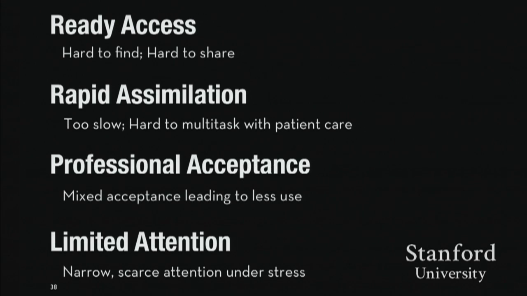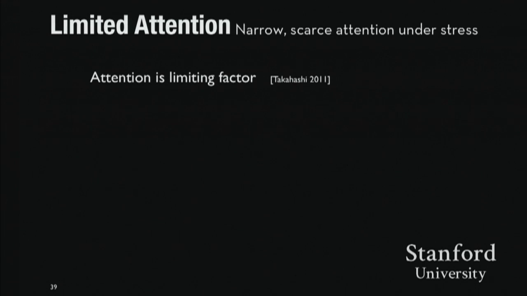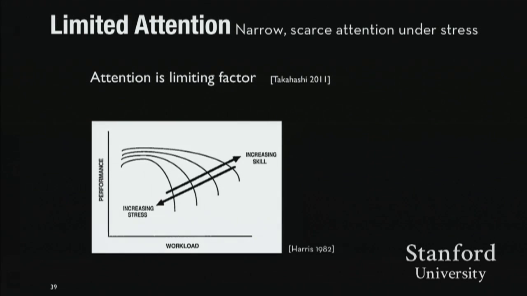Finally, let's move on to the limited attention. Attention is a limiting factor. In fact, it might be the major limiting factor, according to some related work. So here we have a graph that shows performance over how much workload you have. On the right side, you have very high workload or high stress. Performance tends to degrade. But it's also the case that under very low workload or boredom, performance will also degrade.